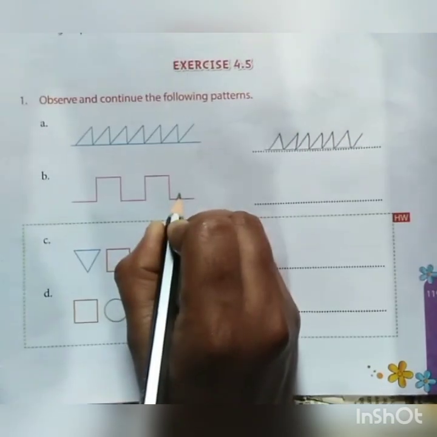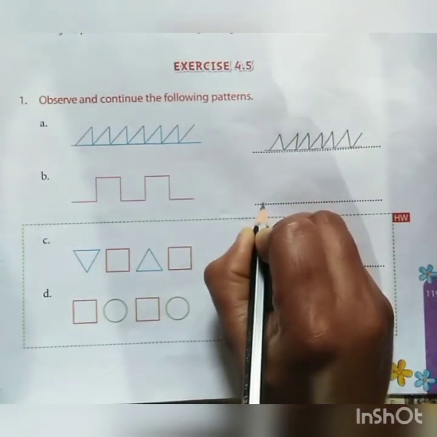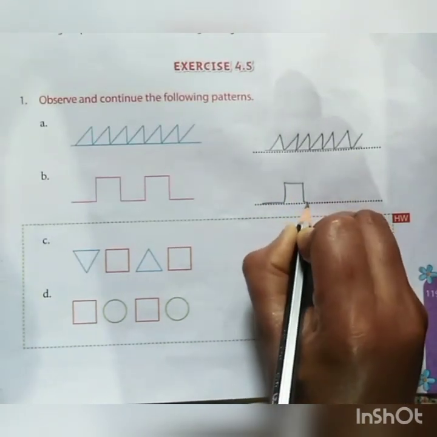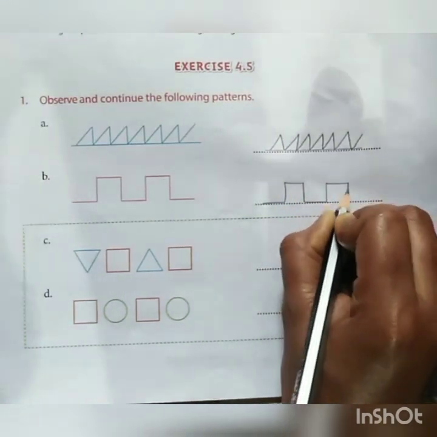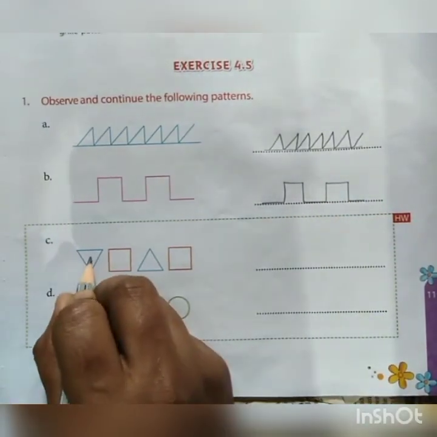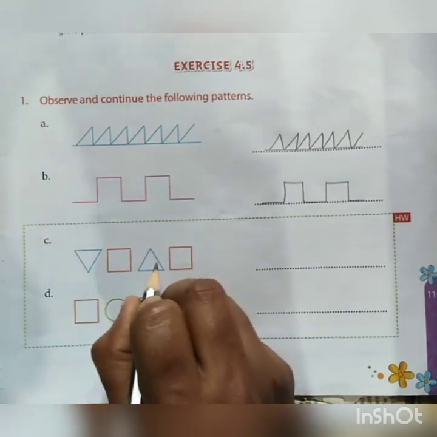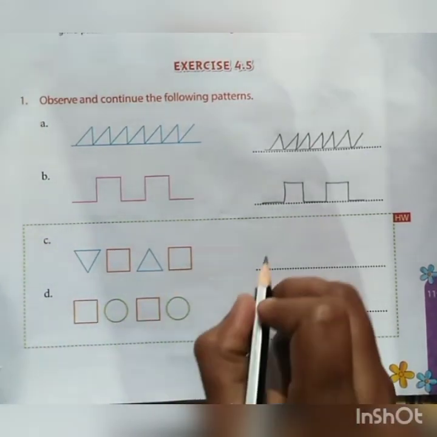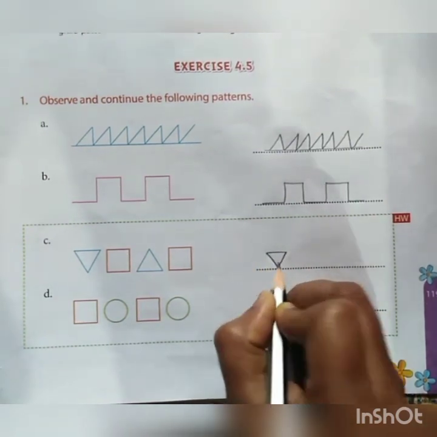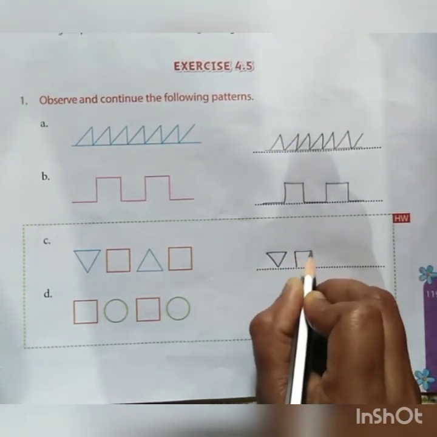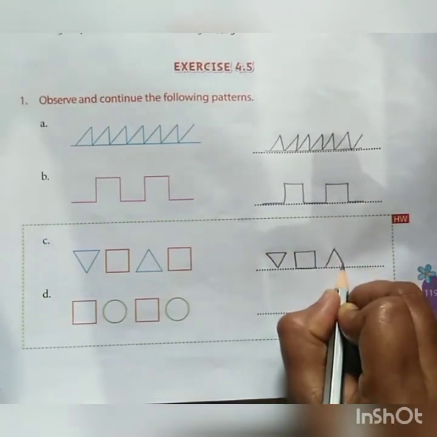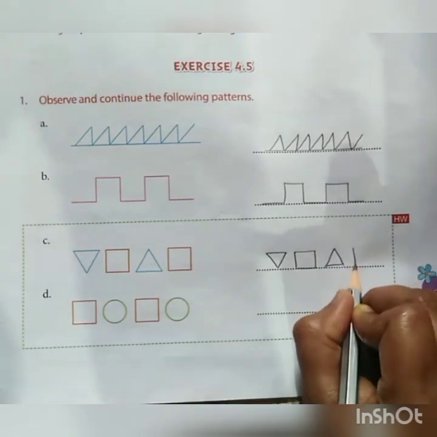Look at the next pattern. We have to draw the same pattern. Like this way, you have to complete this pattern. Next question is a downward triangle, then a square, then upward triangle, then square. So first we can draw a downward triangle, then a square, then a upward triangle, then a square.